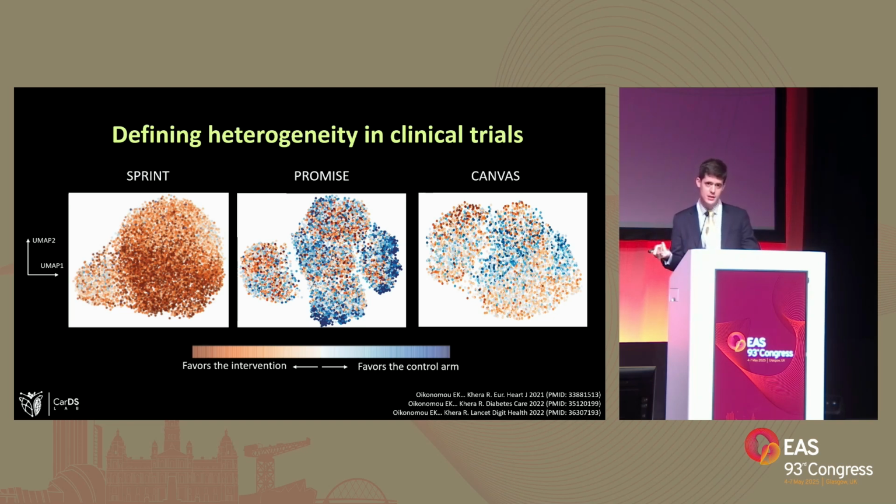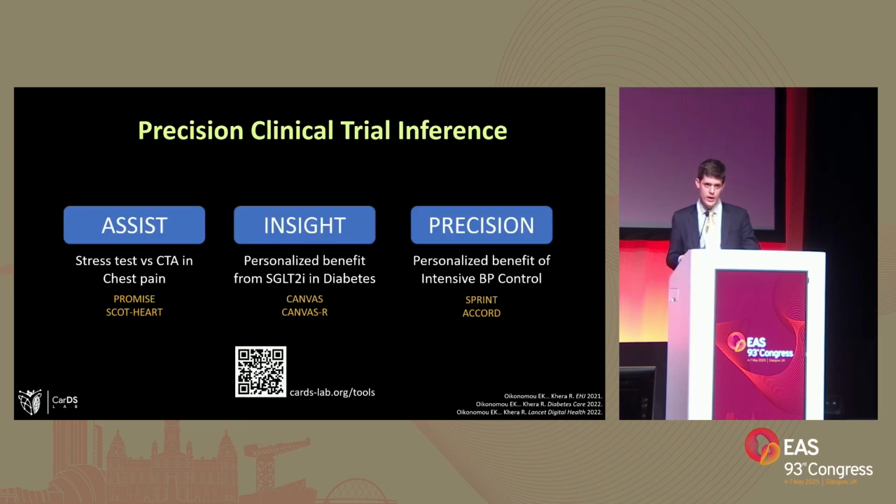So on the left, you can see SPRINT. In most patients, the intervention was superior to the control. In PROMISE, there are much more equivocal findings. In CANVAS, most patients benefited from canagliflozin, but there were certain phenotypes where maybe the effect was less pronounced. We always make models that are parsimonious and easy to access. We always publish our models on our lab's website for other people to experiment with.